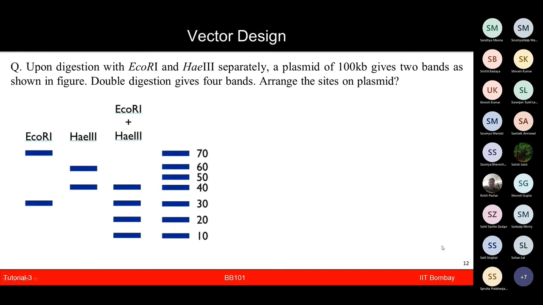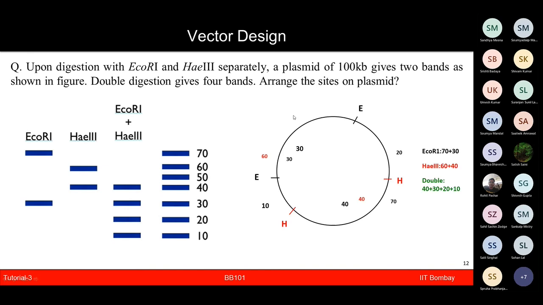Yeah, sure. So as you can see, we have a vector here, circular DNA, and it has been digested with EcoR1 and HAE3, which are two restriction enzymes, and the plasmid is 100 kb. As you can see in the figure, double digestion will give four bands. Arrange the restriction sites on the plasmid. This is the entire circular DNA. The two E's represent the restriction sites for the EcoR1 restriction enzyme, and the two H's for the HAE1.